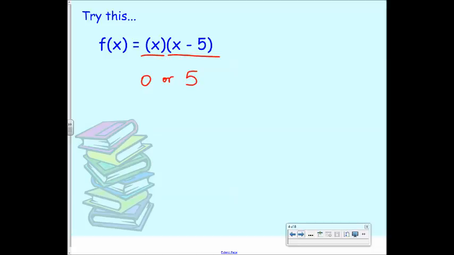How come this is a +5 when it's a -5 here? It'll cancel out. It would do the opposite. Yep. Is that the way you would write the answer? Yes. So your answer would be x equals 0 or 5.